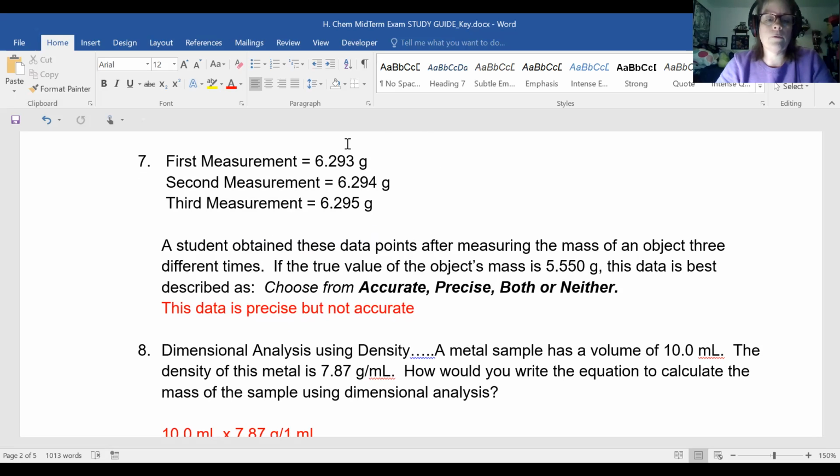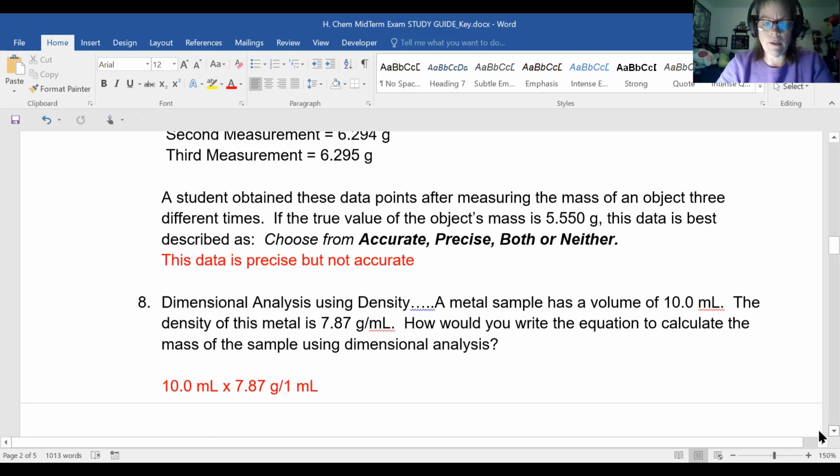In this case, if you look at your numbers, they are all very close together: 6.293, 6.294, 6.295. However, when you compare the data to the actual real answer, 5.550, it's not accurate. It's not very close to the real number, so we can't say it's accurate. But when you're comparing the data trials that the student did, all of his trials are super close together. So we can say it's precise, but it's not accurate, which could have had something to do with his equipment not being calibrated properly.